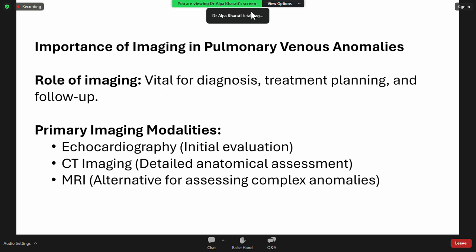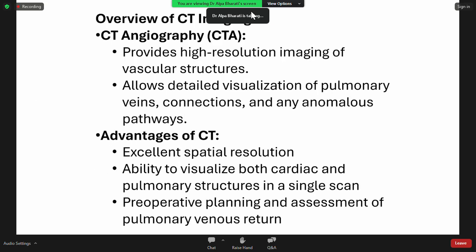So we look for the amount of shunting. So when you want to measure the pulmonary to systemic flow ratio, that is where MR becomes important, and those are the cases who will be referred for MR. So we won't be covering MRI in this talk, but we'll cover the detailed CT findings.